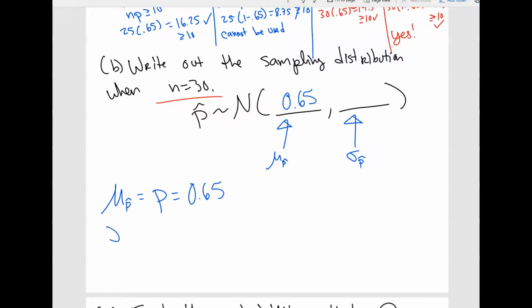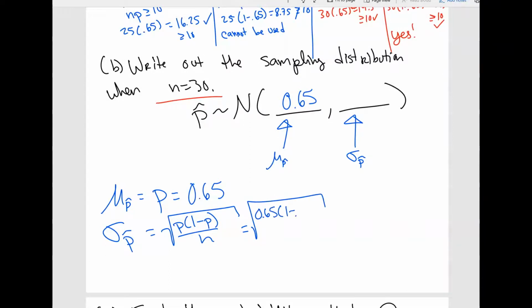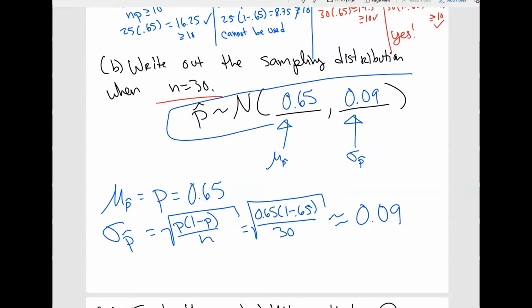Now we need to figure out the standard deviation of p hat. That's equal to the square root of p times 1 minus p over n. So we have 0.65 times 1 minus 0.65, divided by n, which in this case is 30. I put this into my calculator and I get 0.09. So 0.09 goes in there. There's my sampling distribution.